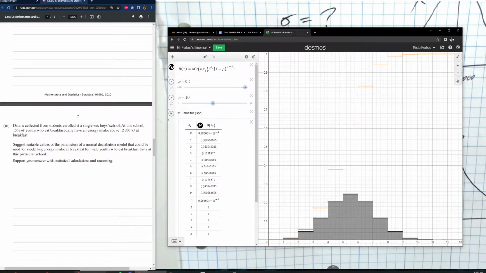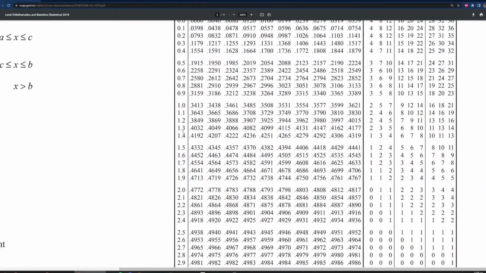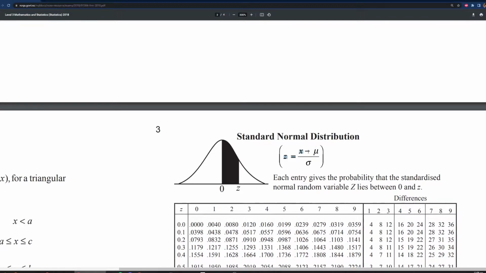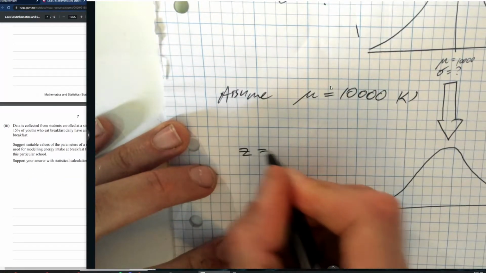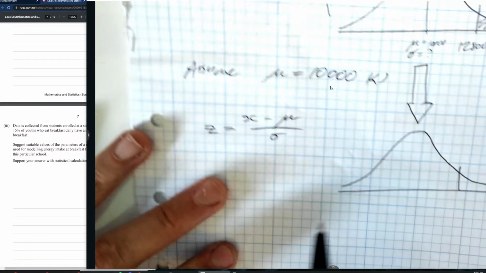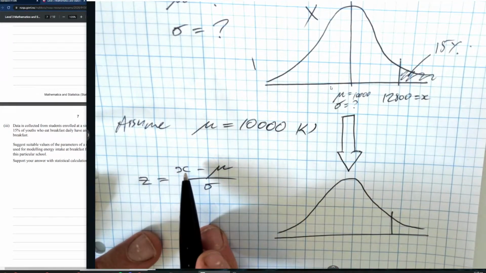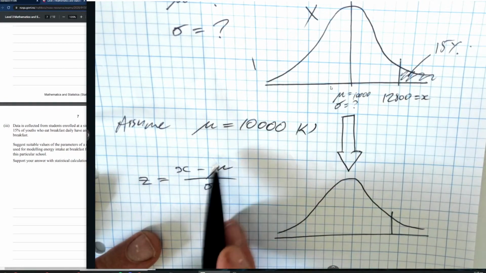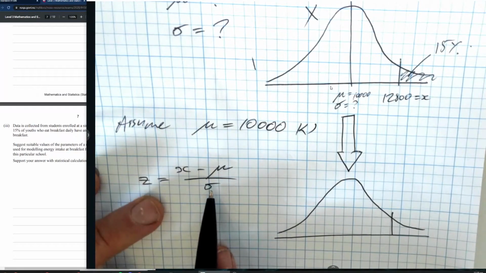I'll probably get it up so you guys can see that. Where did I put my formula sheet? Oh, here it is. So on this formula sheet, I want this: Z equals X minus mu over sigma. So see how when we're doing it algebraically, we have a known X, so that's covered. We have a known mean now, that's covered. We need to find a Z, and then we can work out an unknown standard deviation.